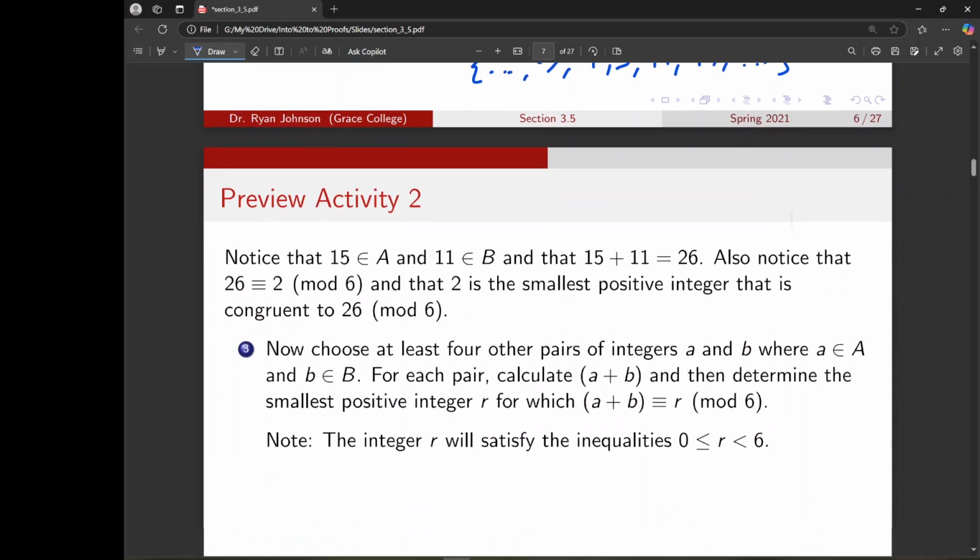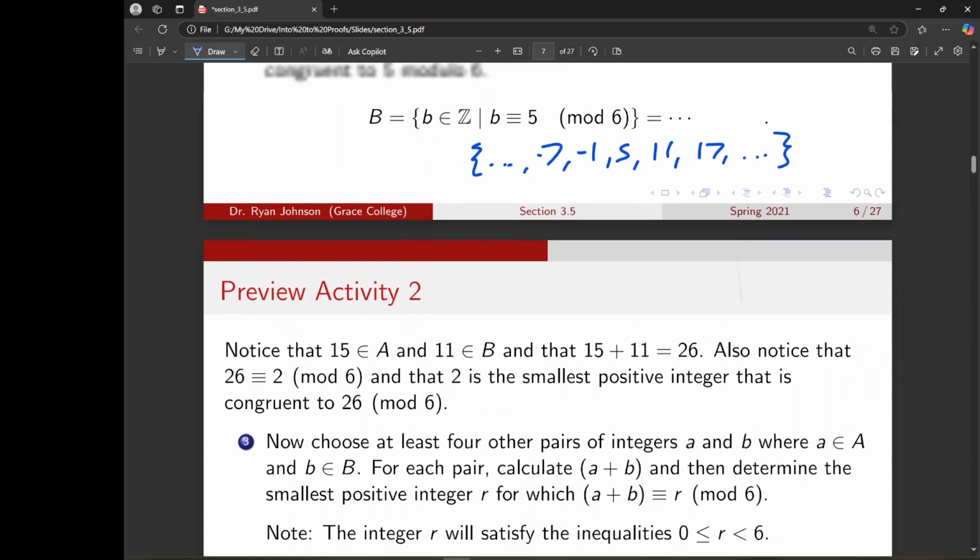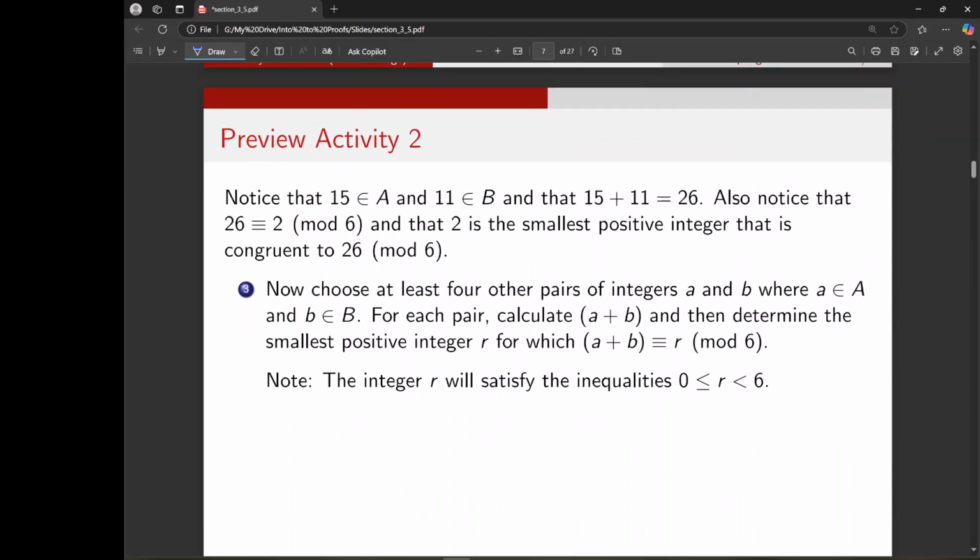Also note that 26 is 2 modulo 6, and 2 is the smallest positive integer that's congruent to 26 modulo 6. Now choose at least 4 other pairs of integers, a and b, where little a is in big A and little b is in big B. For each pair, calculate a plus b and then determine the smallest positive. So let's make a table here: A, B, A plus B, and then R, which is equivalent to A plus B mod 6.